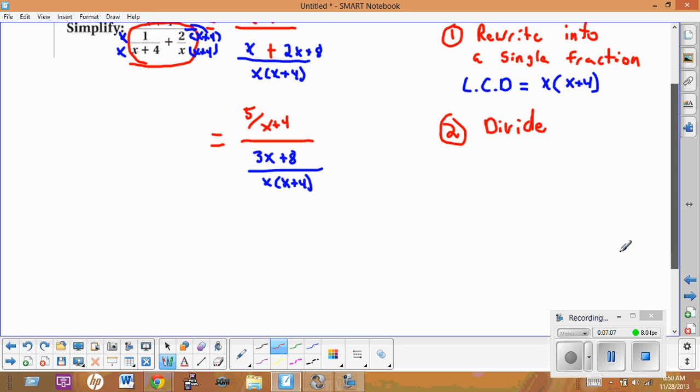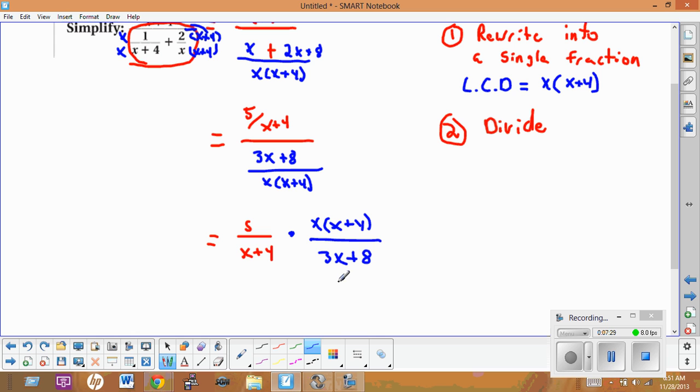Right, so to divide these, remember we invert and multiply. So 5 over x plus 4, change the sign to multiplication. And we should have, after we invert, x times x plus 4 as our new numerator, and 3x plus 8 as the denominator. Some quick cross-canceling, we can see there's some x plus 4s that go away. We have a 5. We can't factor out a number out of here, so we can't cross-cancel anything with the 5 or the x. So from here, it's just straight multiplication.